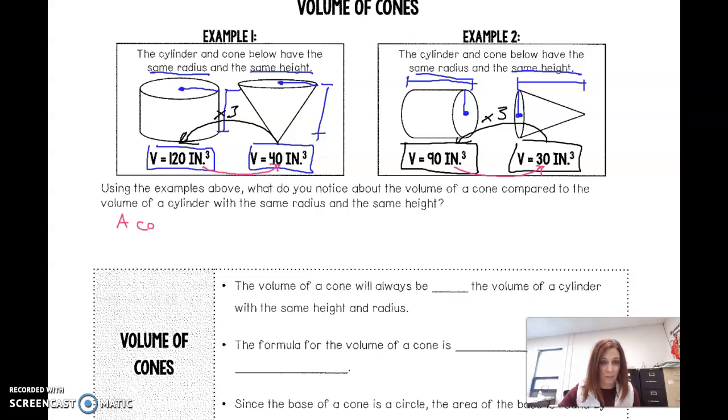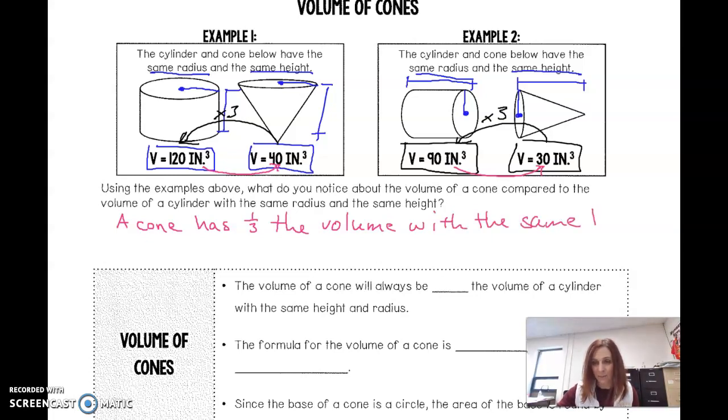We're going to say a cone has one third the volume of the cylinder with the same height and radius. Okay, so it's the same. It has one third the volume, so the formula is going to be the same, but for a cone, we're going to take one third of the volume. So let's see how that kind of plays out down here.